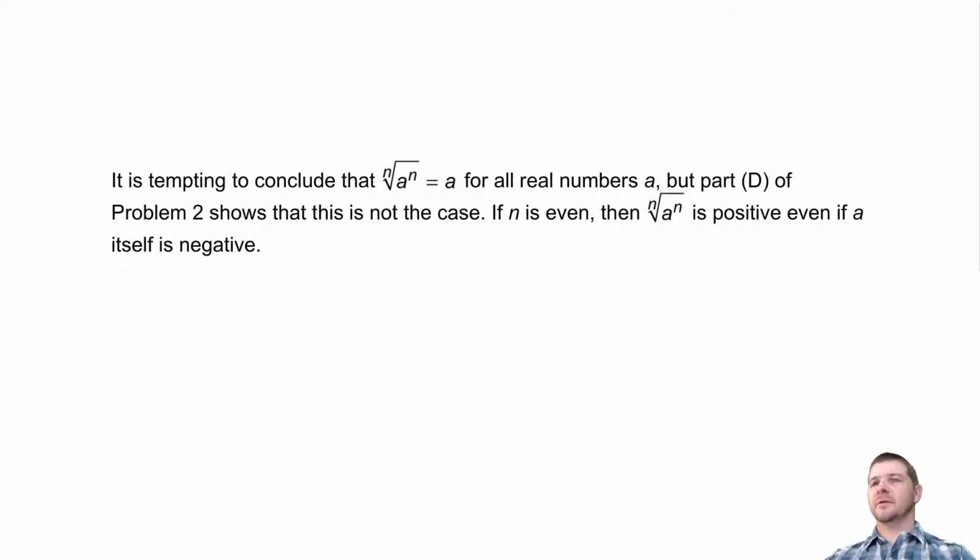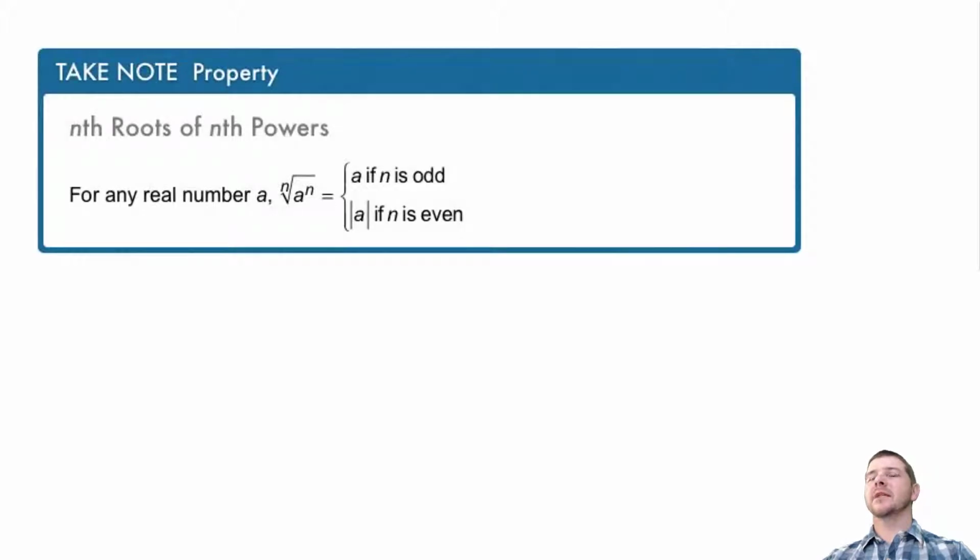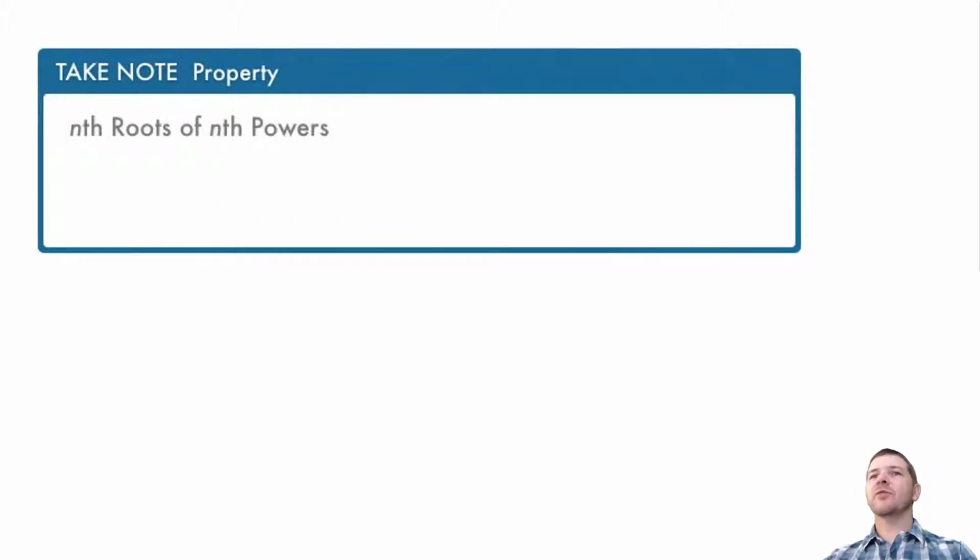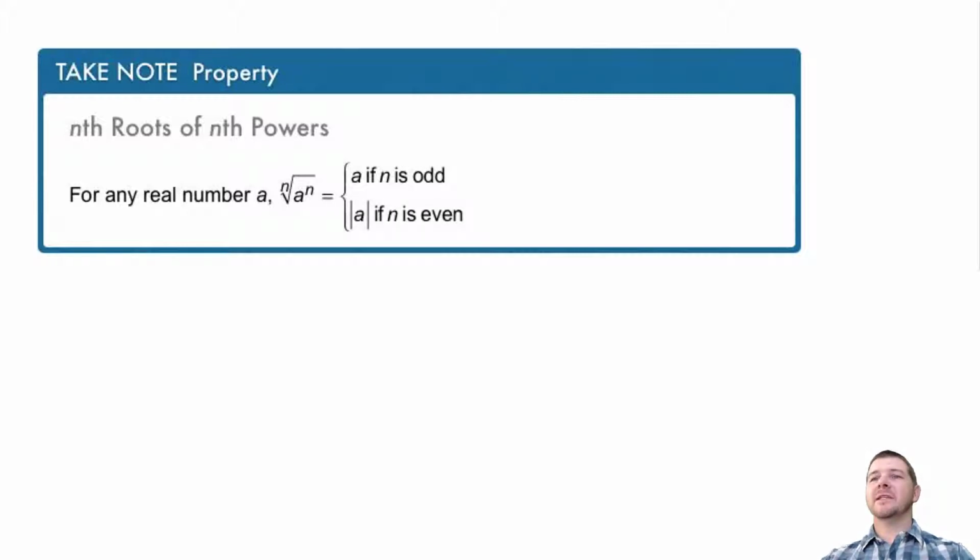It is tempting to conclude that the nth root of a to the nth power equals a for all real numbers a, but part D of problem 2 shows that this is not the case. If n is even, then the nth root of a to the n power is positive, even if a itself is negative. Take note, property, nth roots of nth powers. For any real number a, the nth root of a to the nth power equals a if n is odd, and the absolute value of a if n is even.